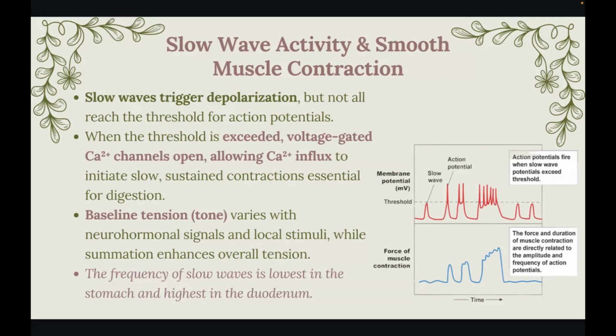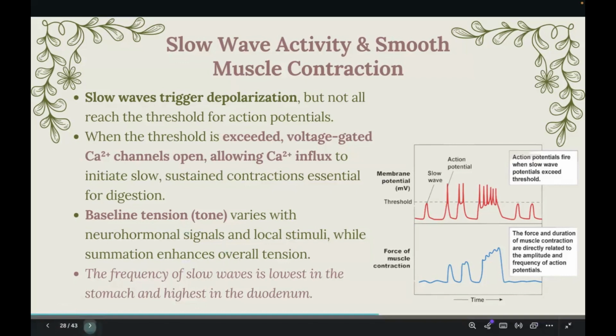Slow waves are obviously there, and tonic contractions are always there, but their frequency is low in the stomach. Compared to that, it's really high in the duodenum, because the small intestine is shaped in a way that you need muscles to keep pushing the food down all the way to the colon. Even in the colon, the frequency is higher than in the stomach. That's basically it for the smooth muscles.